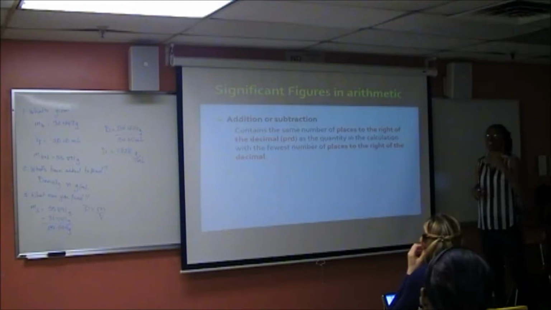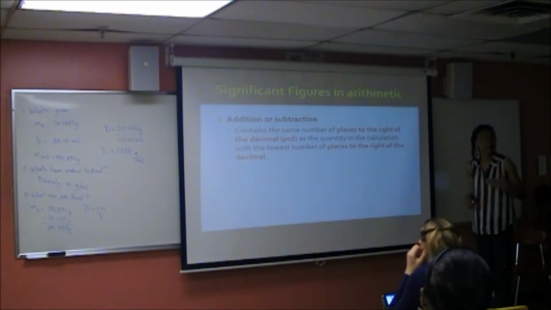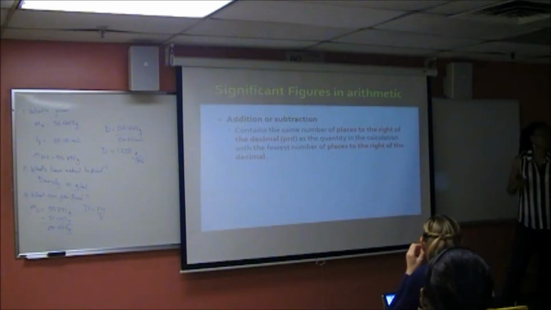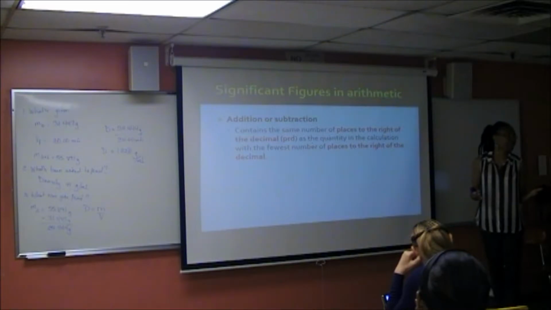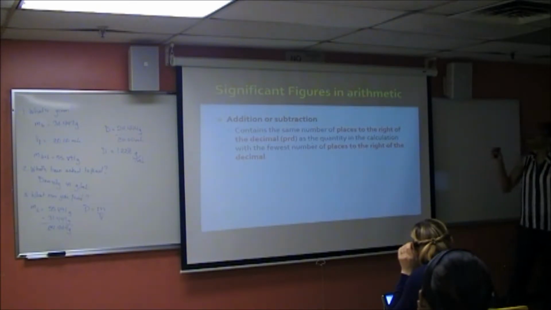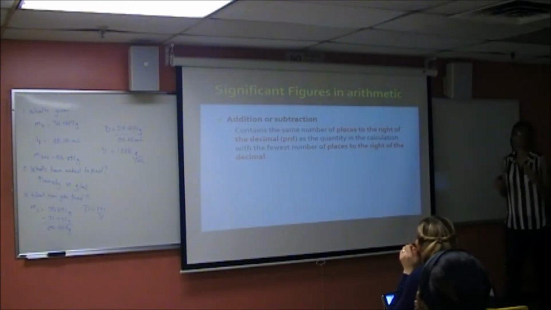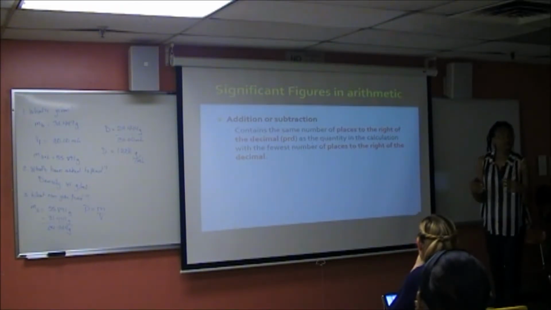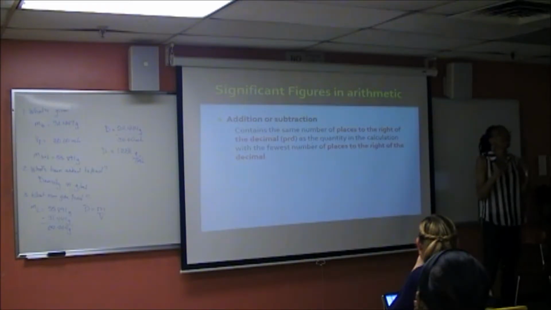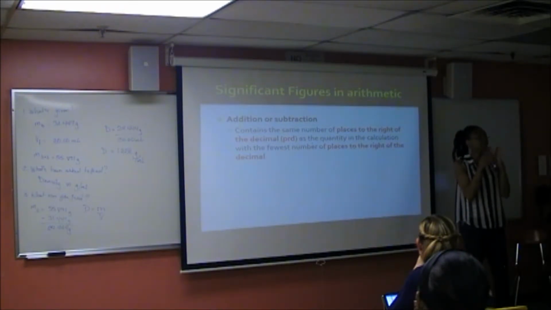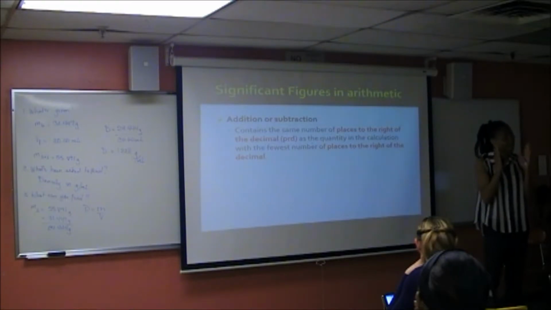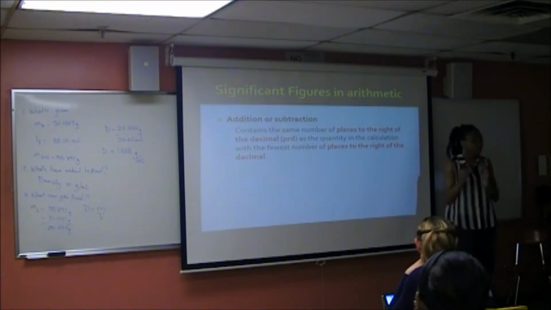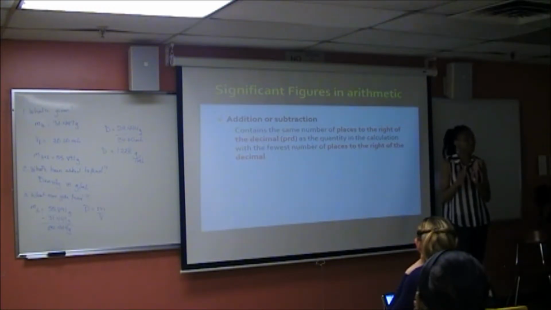Now, when we're doing different types of arithmetic, adding, subtracting, multiplying, dividing, we have rules for determining what our answer will be in. So, addition and subtraction. When you're adding or subtracting, you're going to have 2, maybe 3 numbers. Your answer will be determined by the spaces to the right of your decimal point. You're going to look for the number that has the least amount of spaces to the right of the decimal point, and that's how many spaces to the right of the decimal point your answer has to be in.